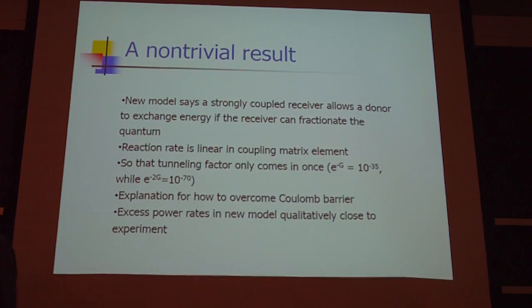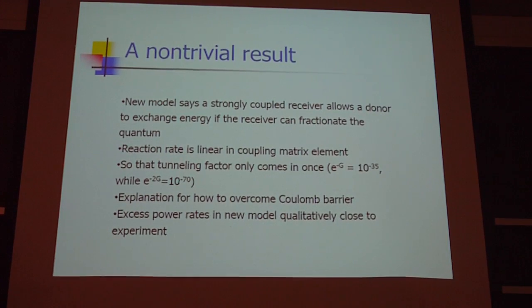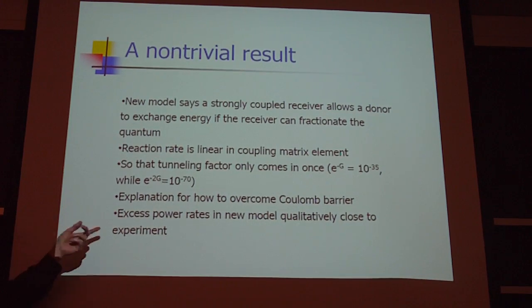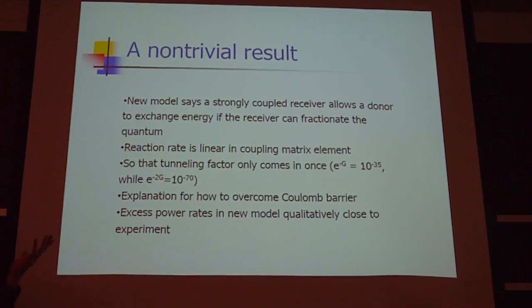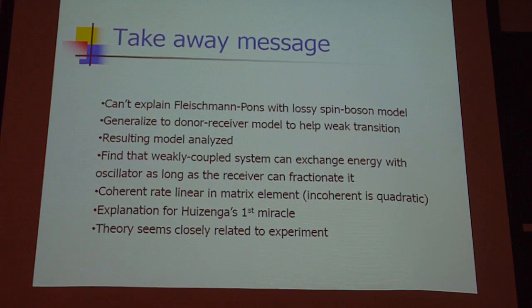If you take this model and you make estimates for the D2 to helium-4 transition, and you use those estimates to take this model and say, well, if the receiver can fractionate the quantum, how fast can the energy go? You end up out of the box with numbers which are in the range of what's experimentally observed. And that's interesting. That's really interesting.